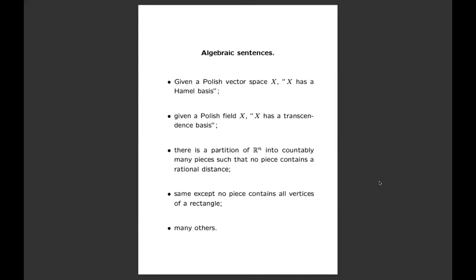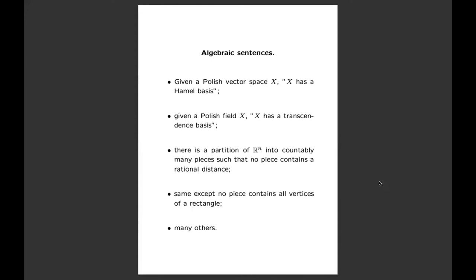So I will look at a couple of examples of algebraic sentences. They're always sigma 2-1 sentences in the sense that they assert that some complicated set of reals exists. The first one is that if you have a vector space X, which is Polish, over, let's say, a countable field, then it has a Hamel basis. If you have a Polish field X over some countable subfield, then it has a transcendence basis. And then some things about algebraic and sigma algebraic graphs. By sigma algebraic, I mean graphs which are countable unions of algebraic graphs.